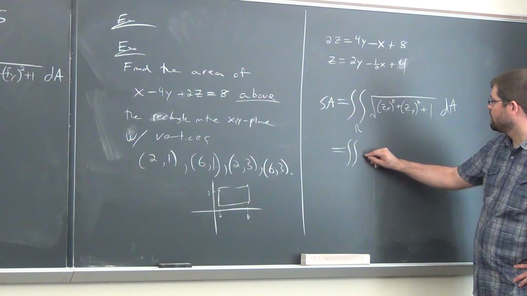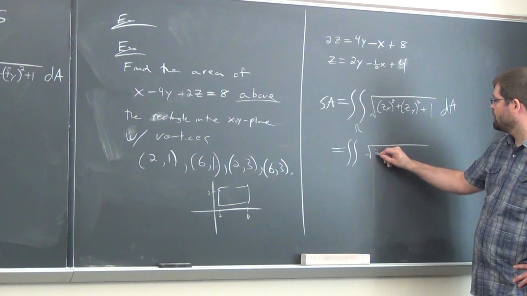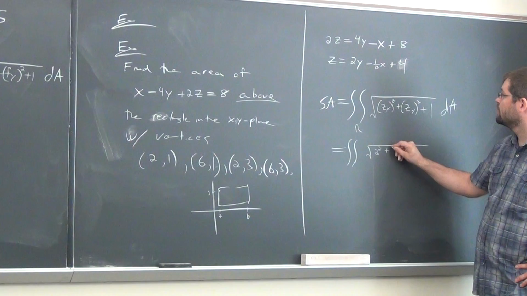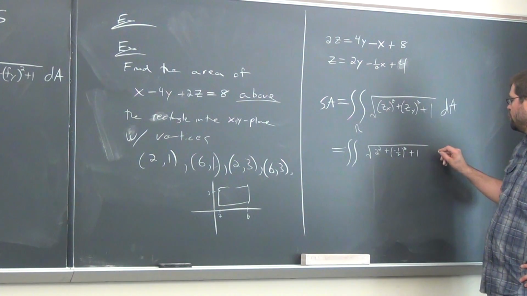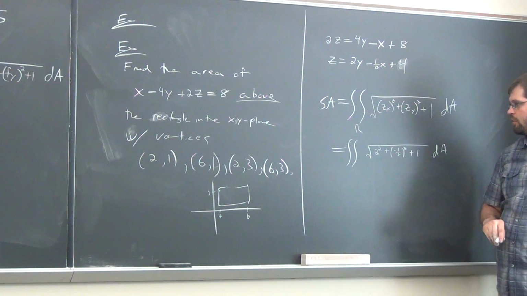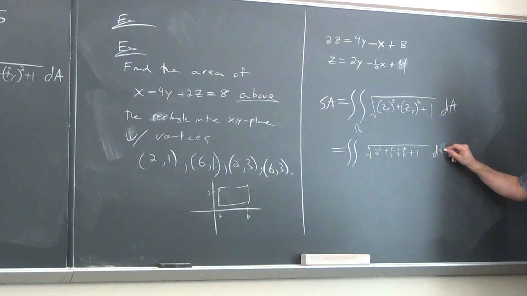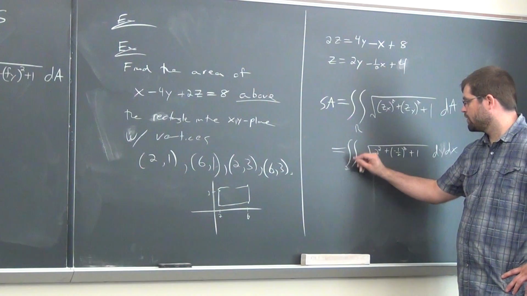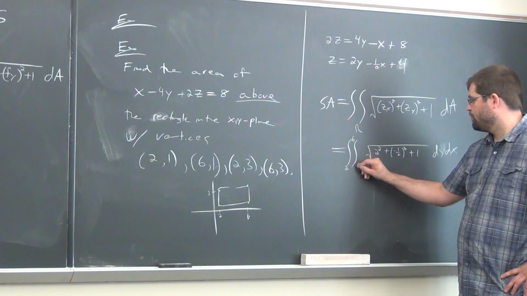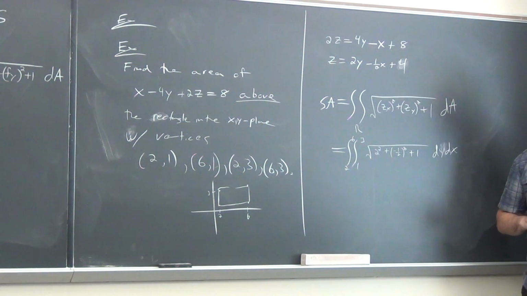So square root of 2 squared plus negative 1/2 squared plus 1, right? And then the integrals, dA, it doesn't matter which order. In this case, let's just do dy dx. So x goes from 2 to 6, and y from 1 to 3.